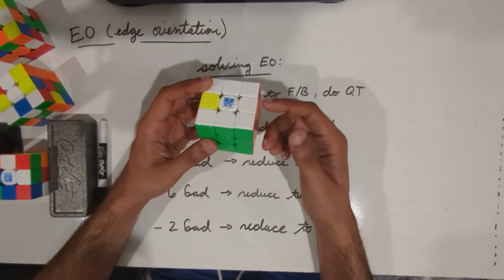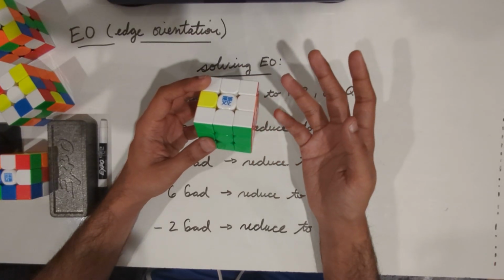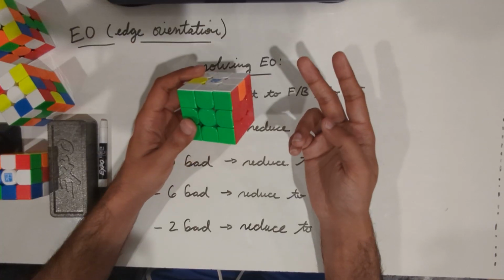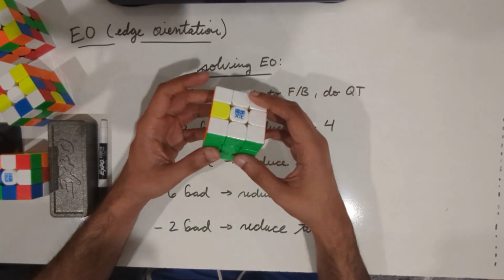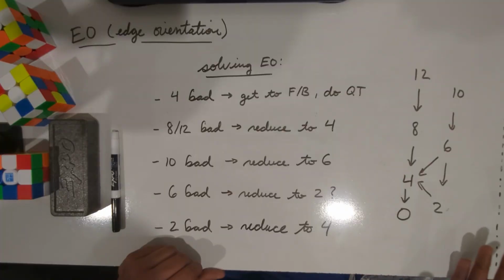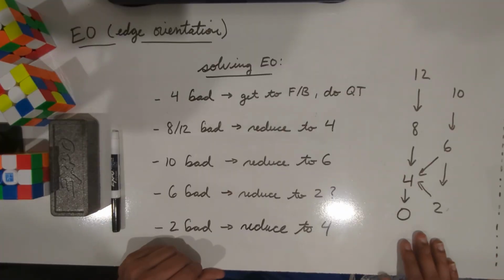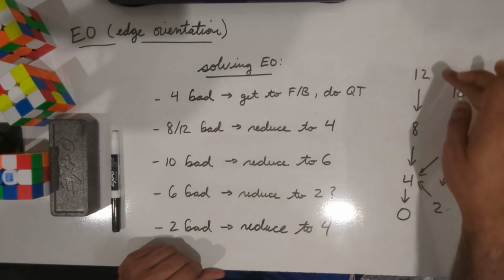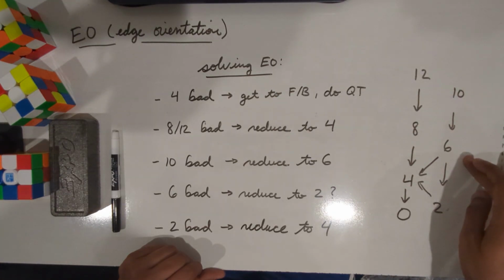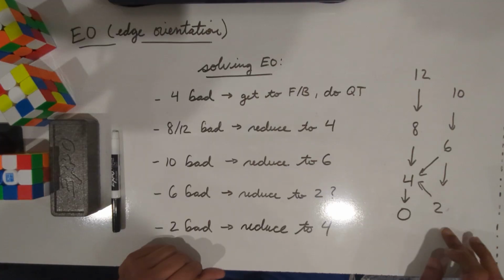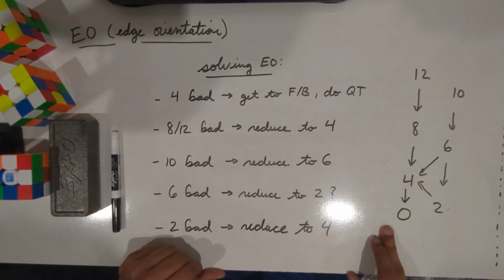The other way, we had to solve 4 edges first. That required 2 moves. Then in order to solve the other 4, it required 4 more moves, which was 6 moves total, whereas this one only took 3. Similar to the other flowchart, it might be helpful to think of EO in the same way. 12 goes to 8, goes to 4, goes to 0, and then 10 goes to 6, which could either go to 2 or 4, and 2 always goes to 4, which goes to 0.